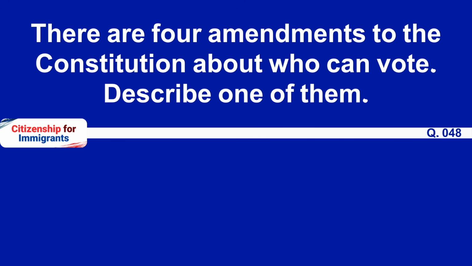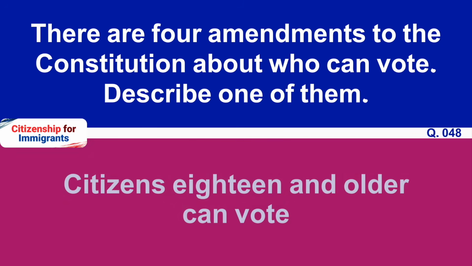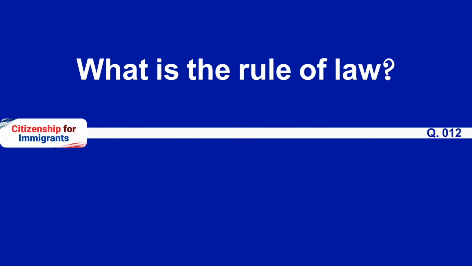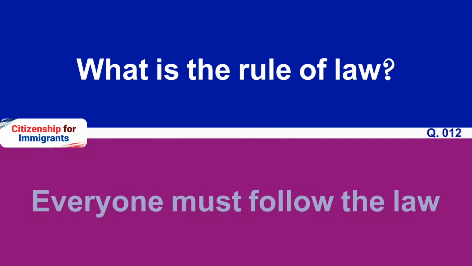There are 4 amendments to the Constitution about who can vote. Describe one of them. Citizens 18 and older can vote. What is the rule of law? Everyone must follow the law.